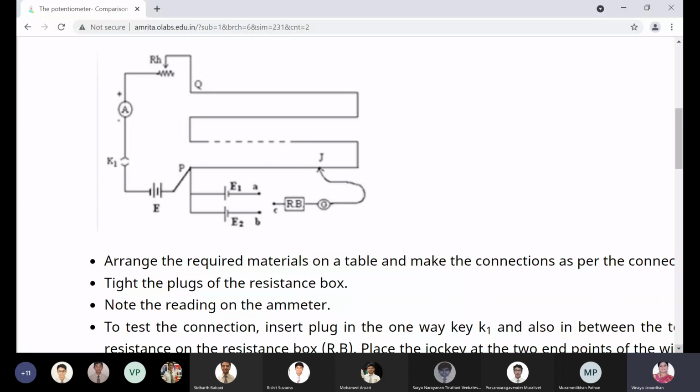Now, can you see E1, E2? So two primary cells. These are two primary cells.